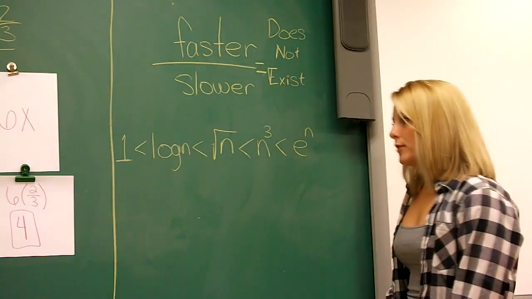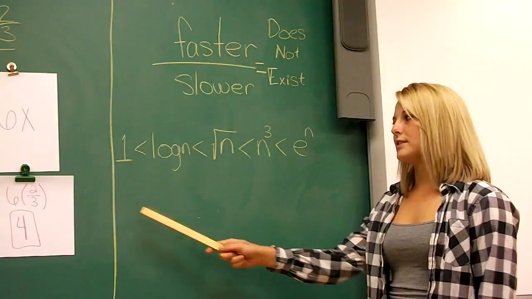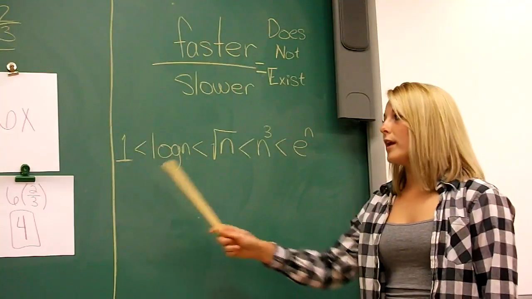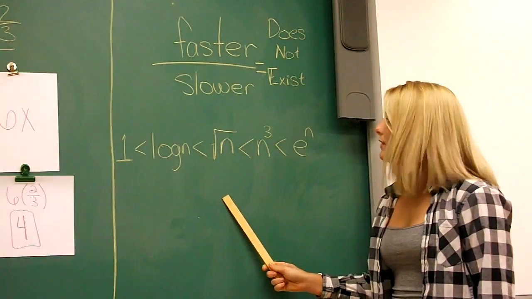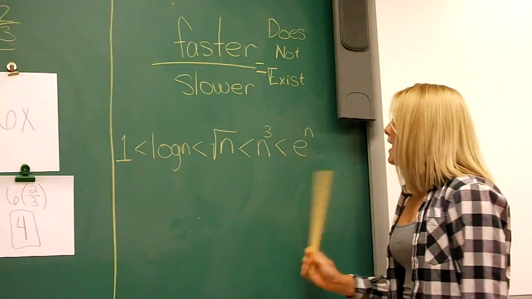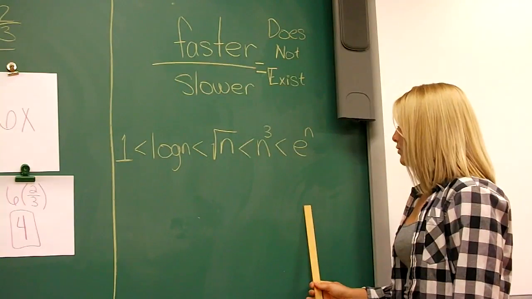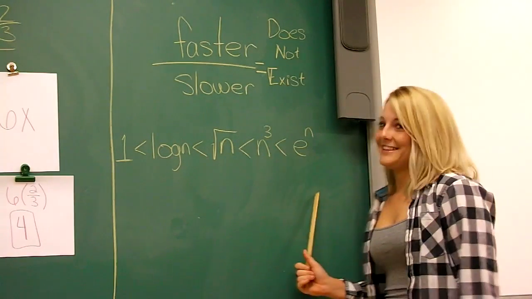Now a quick way to remember this is that the constants are always going to be the slowest. Then we're going to work our way up to the logarithms. Then the next greatest is radicals. Next greatest is powers. And then finally, our exponential growth is the fastest.